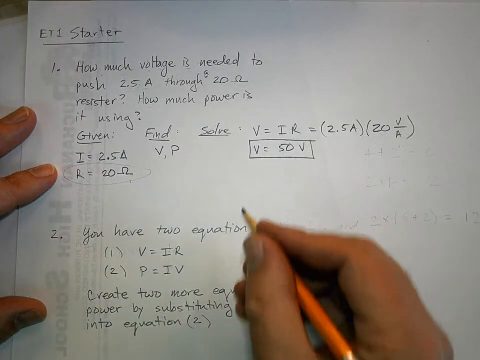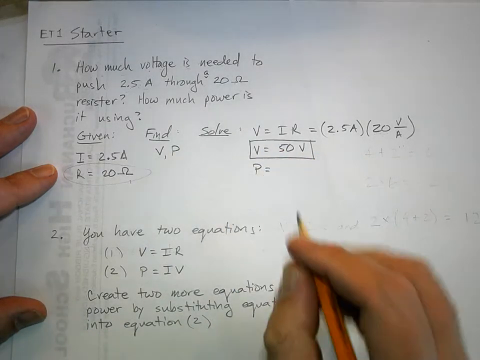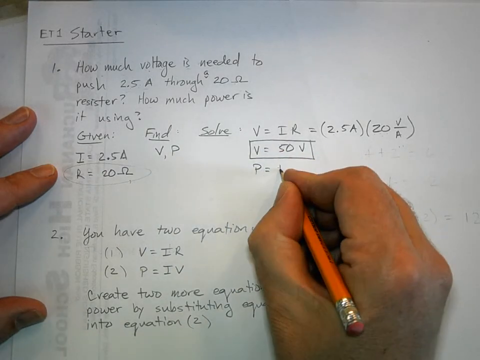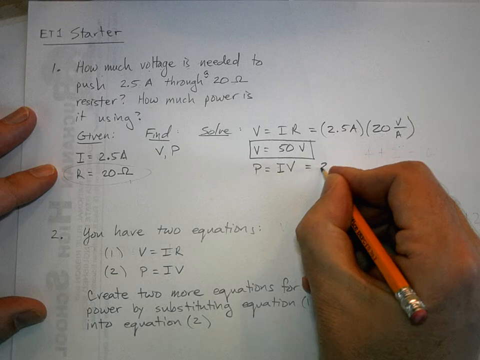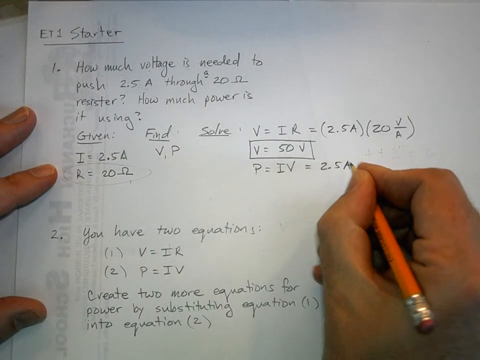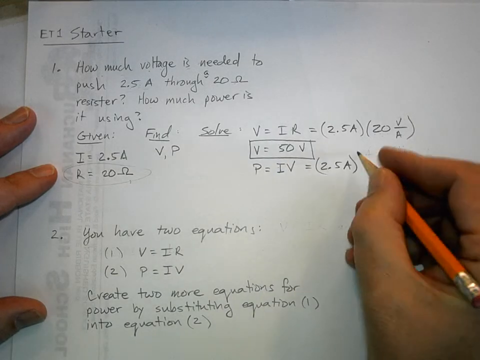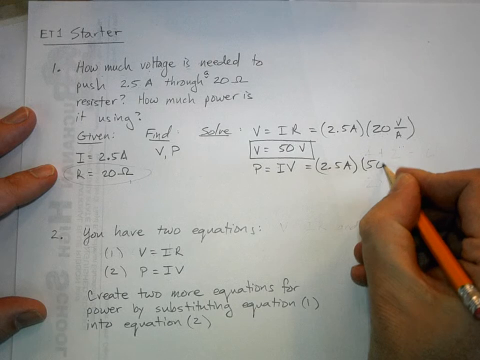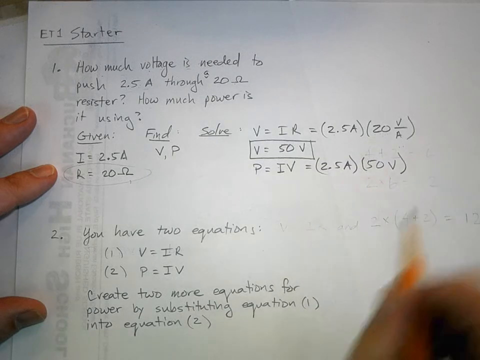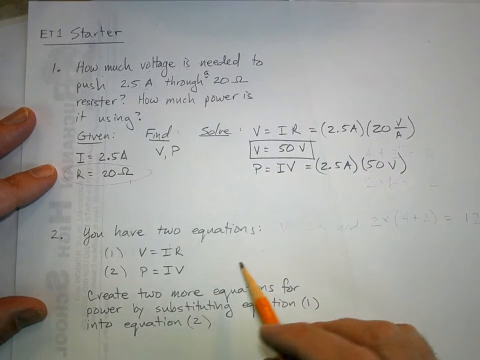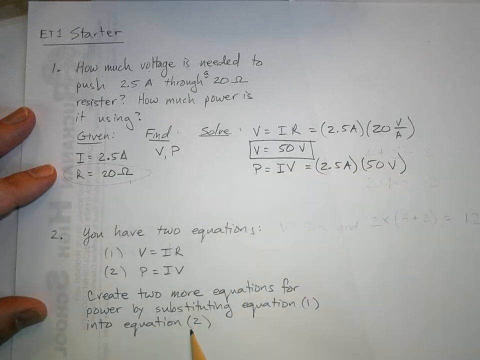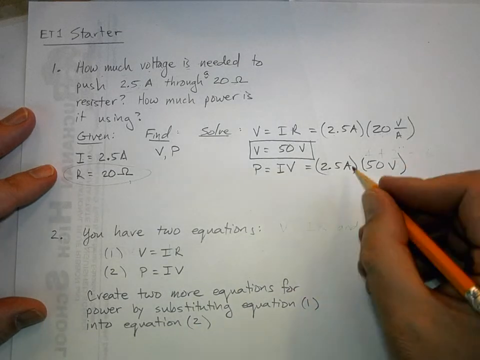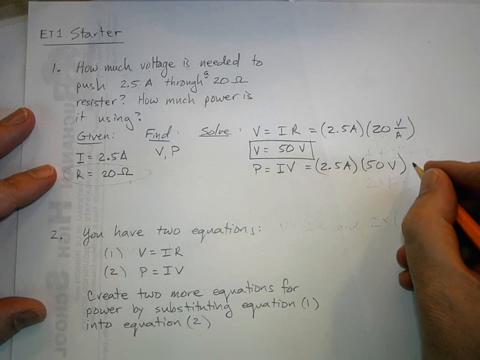And then power is equal to current times voltage. And so we have 2.5 amps, and we just got the voltage as being 50 volts. Well, what is that, 12.5, I think, plus a 0 is 125?